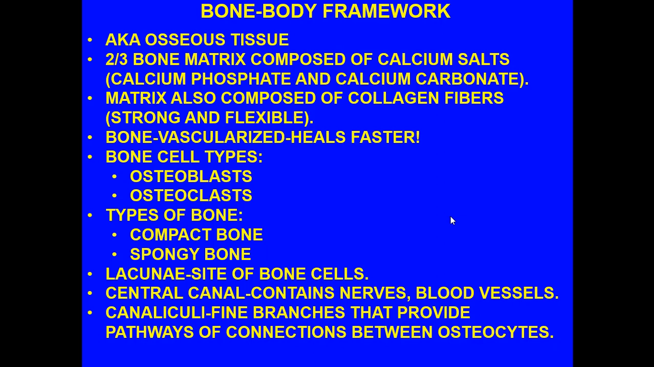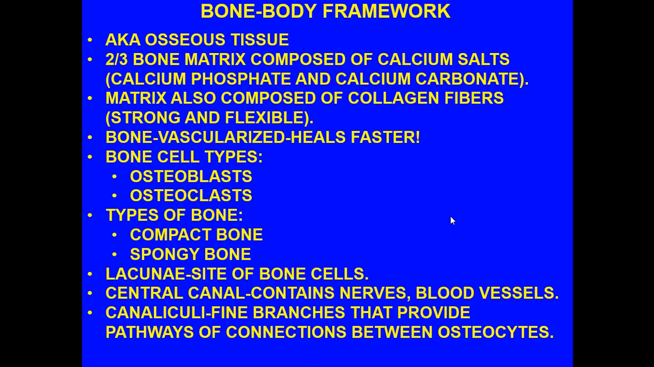There are two types of bone. Compact bone, which is very, very dense, lots of osteons, and spongy bone, which is more spicules and plates, etc. And there's no real osteons there. We still do have lacunae, which are sites, pockets in there where the bone cells are residing.